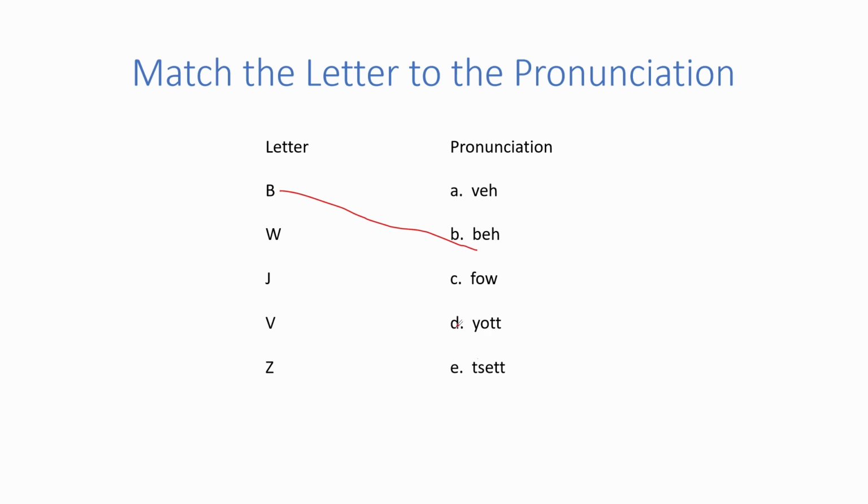J is pow, yacht, or set? Tell me what it is. It is yacht. V is pow or set? It is pow. And Z is set.